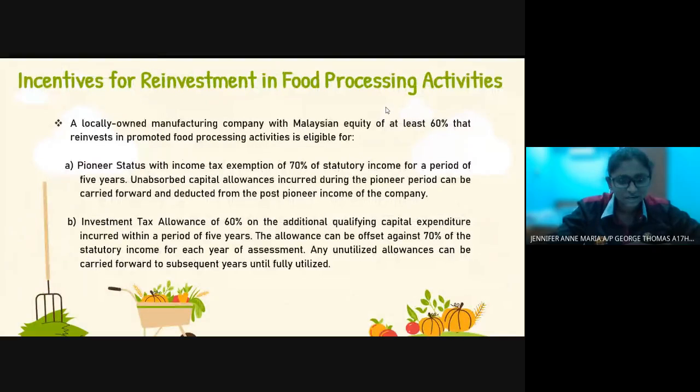So this kind of company, the company reinvesting in food processing activities, will be eligible for pioneer status with income tax exemption of 70% of statutory income, and also the ITA of 60% on the additional qualifying capital expenditure within a period of 5 years.